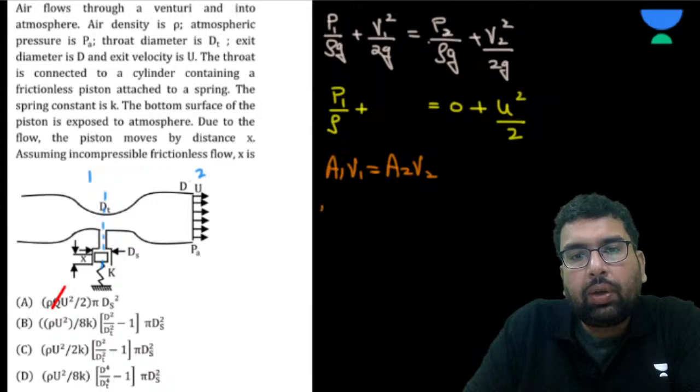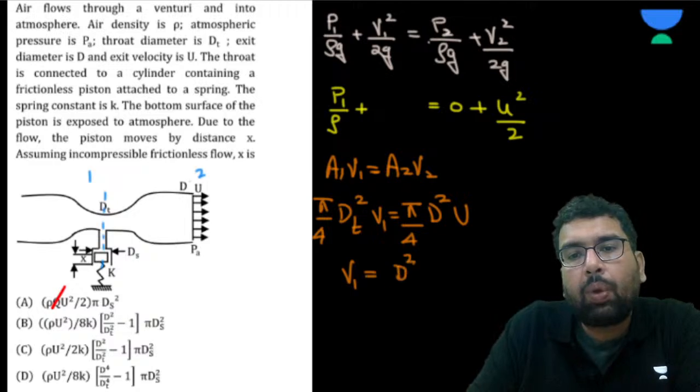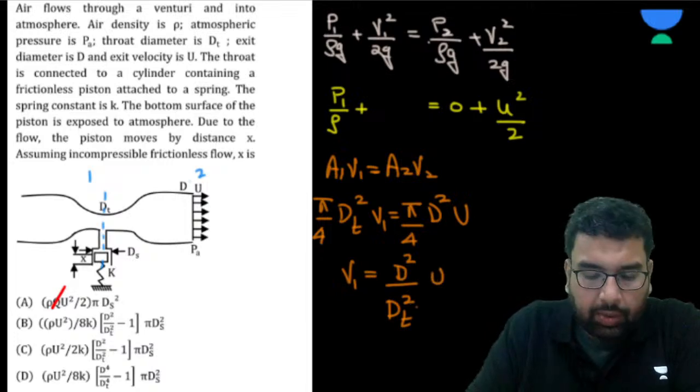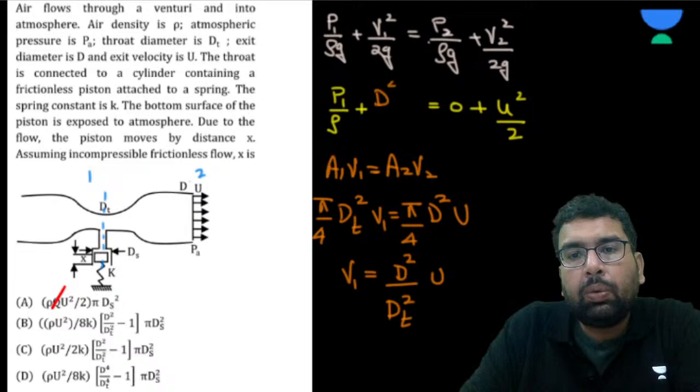Now A1 is pi by 4 times dt square, and A2 is pi by 4 d square u. So V1 is d square upon dt square of u, isn't it? Now if I place this in this equation, V1 will become d to the power 2 upon dt to the power 2, and when we are squaring it, it will become power 4 u square, and the 2 is already there.